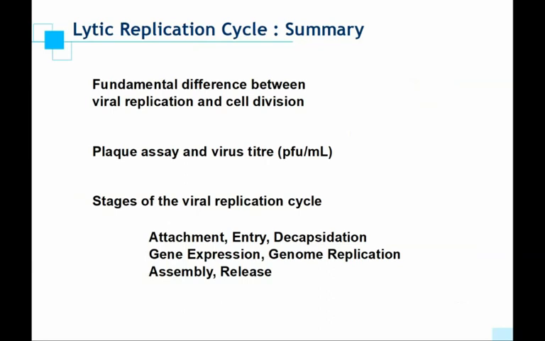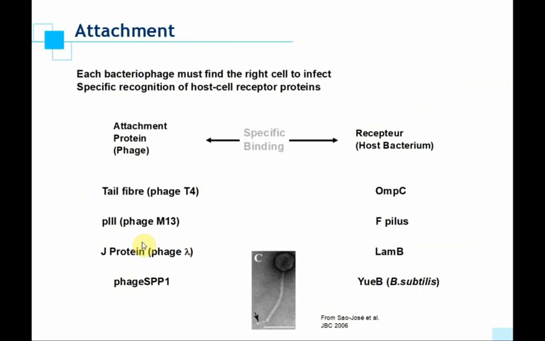Right, so this is a summary of where we got to last time. You have to bear in mind virus replication and cell division are two fundamentally different processes. You have to remember how the plaque assay works. And in order for any virus to replicate, it's got to complete each one of these steps in the lytic replication cycle. The first part is attachment, specifically binding to the right host cell.